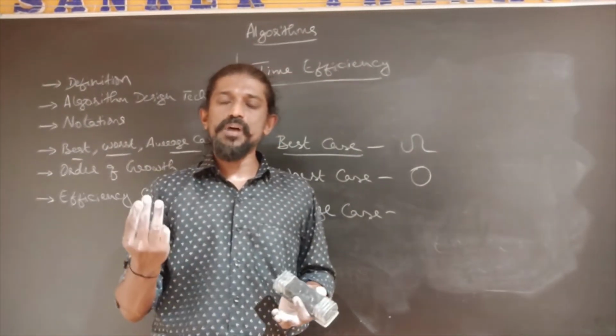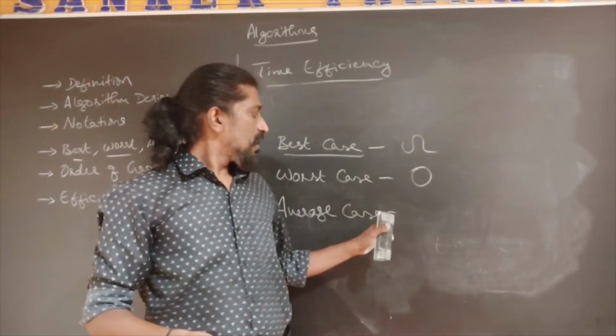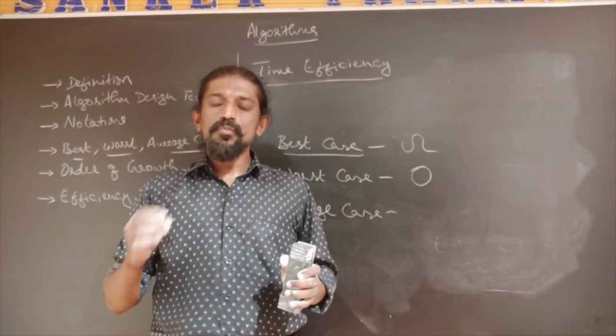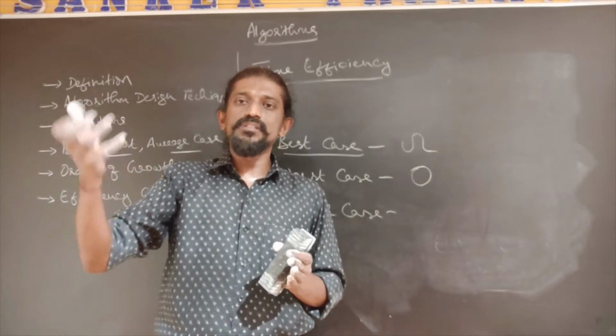So if we have 3 test marks, test 1 plus test 2 plus test 3 divided by 3 is the average. In the same way, if we have to perform an average case analysis, we have to consider all possibilities for that particular problem and divide by the number of possibilities that we have considered.